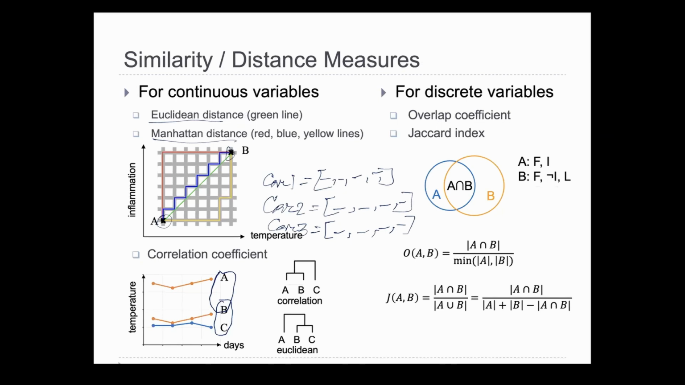For discrete variables, we can take the overlap coefficient or the Jaccard index. The Jaccard index can also be called intersection over union.